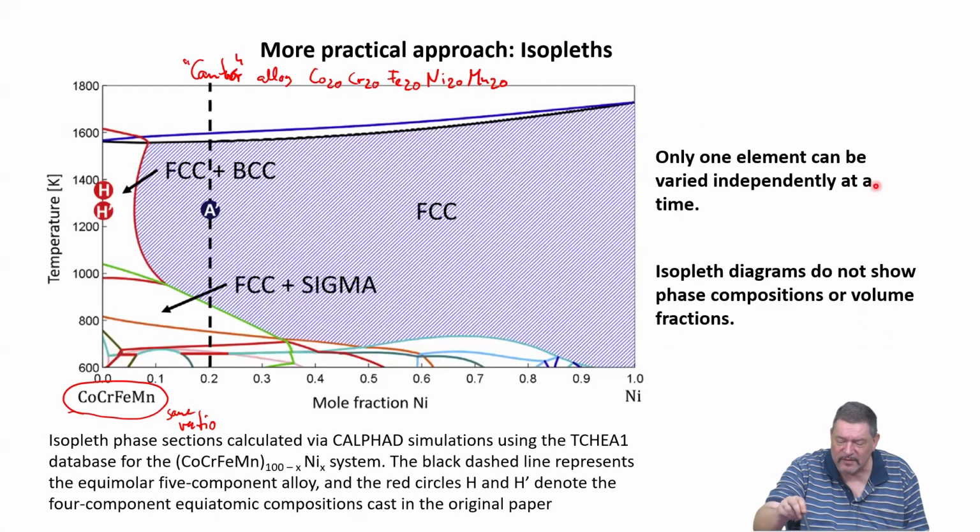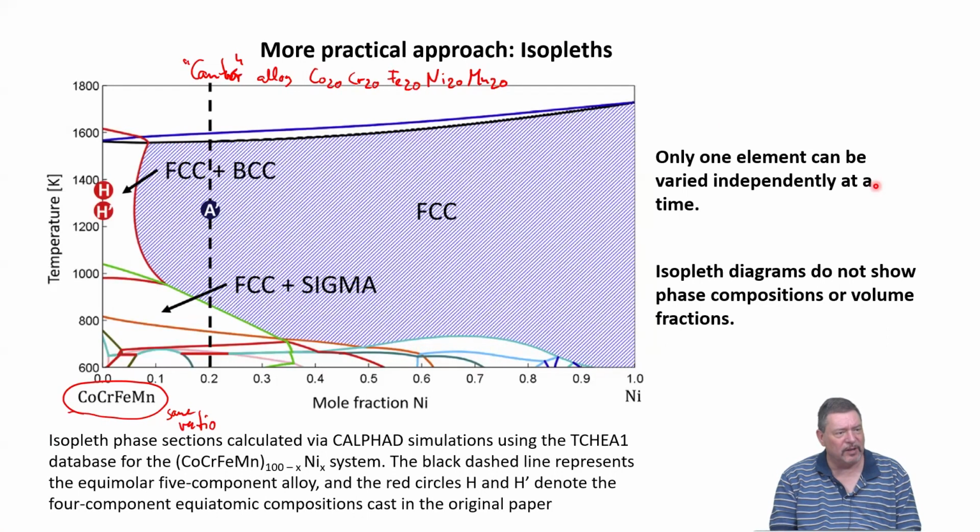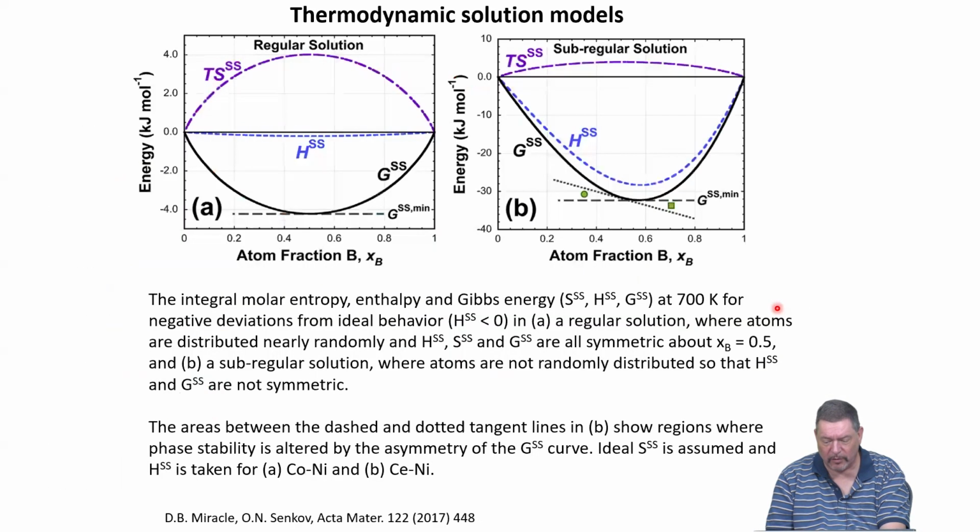So the drawback is you can only show what happens when you vary one element independently. You cannot show in these isopleth diagrams what happens if 2 or 3 elements are varied at the same time. And you cannot read phase compositions or volume fractions of phases from these diagrams. So as I said, not proper phase diagrams, so this needs to be calculated then separately. But I think this is very useful for the real work.